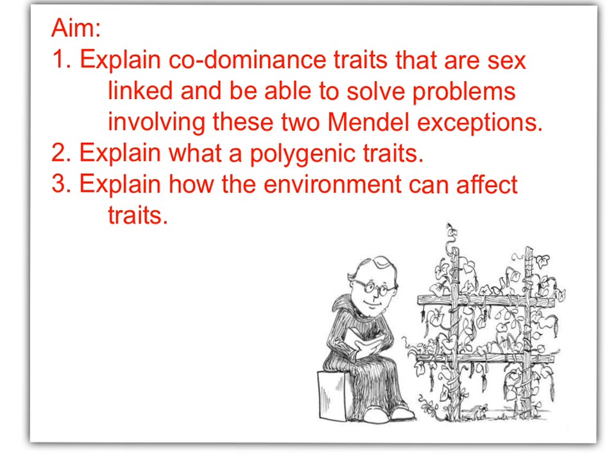All right, welcome to this new learning journey on sex-linked traits and codominance as it applies to calico cats. We have three aims for today. The first one is to explain codominance traits that are sex-linked and be able to solve problems that involve these two Mendel exceptions. And we're going to look at what a polygenic trait is, which we haven't discussed as of yet. So, polygenic. And we're also going to talk quickly about how the environment can affect traits. So those are three things you should be able to do by the time you're done with this presentation.